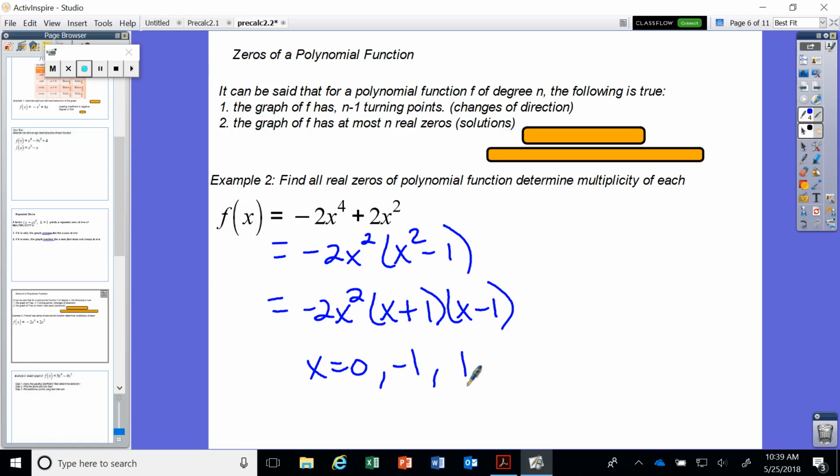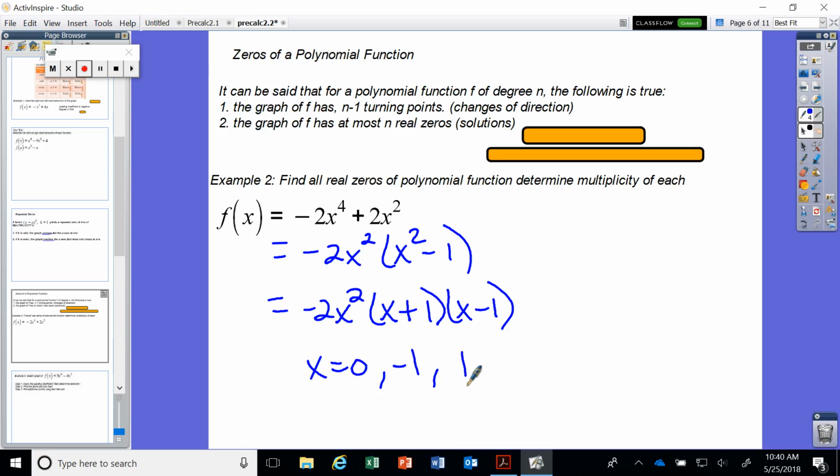Okay. Well, this shows that the corresponding x-intercepts in this case are at (0, 0), (1, 0), and (-1, 0) in this particular example. So what if we were talking about turning points specifically? Well, remember, we talked about how it can have at most n-1 turning points. So we know that it's going to have at most 3 turning points. So let's take a look and see if that actually was the case.